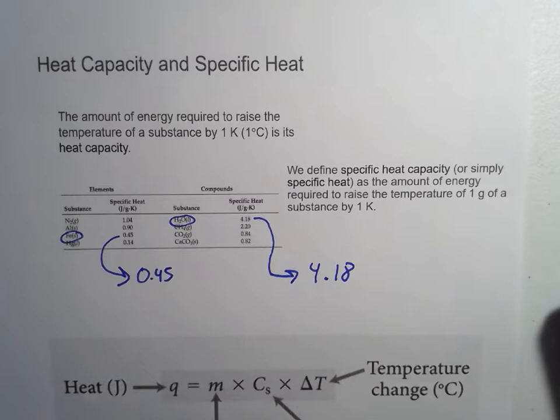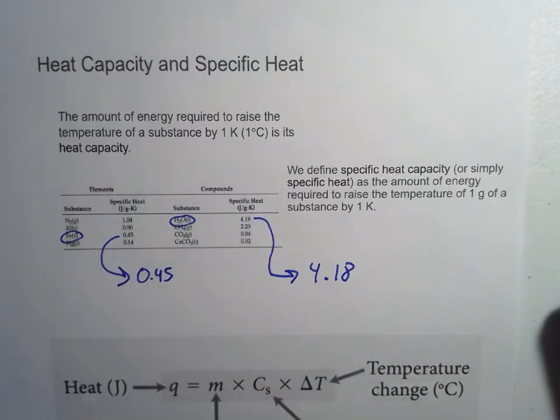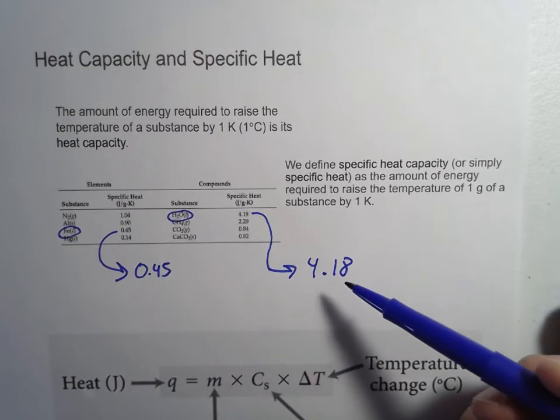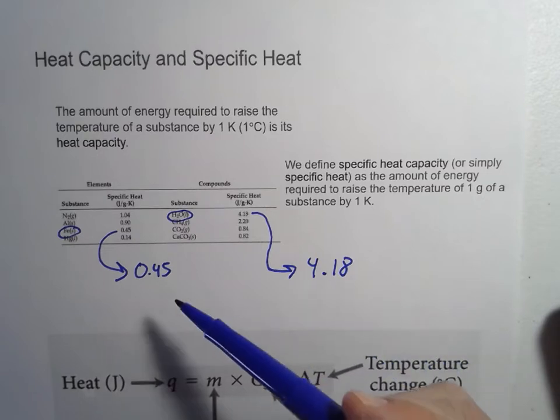So remember, its specific heat describes basically how much energy it takes to heat up the substance. So it's a small number. Water, on the other hand, is really good at absorbing energy without changing its temperature that much. So it takes a lot of energy to heat up water. So its value is much, much higher than the metal.